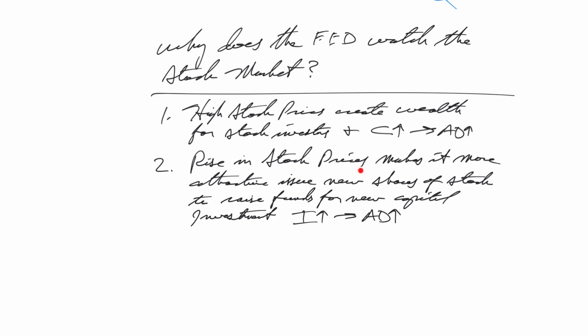A rise in stock prices makes it more attractive to issue new shares of stock for firms. So let's say your stock is $30 a share, but now you've got a boom and now it's $50 a share. Well, you get a lot bigger bang for your buck, right? If you're a firm and you want to issue some shares of stock, that means you're getting $50 a share instead of $30. So that's a pretty good way to raise funds for new capital investment. So it'll spur on investment, which increases aggregate demand.